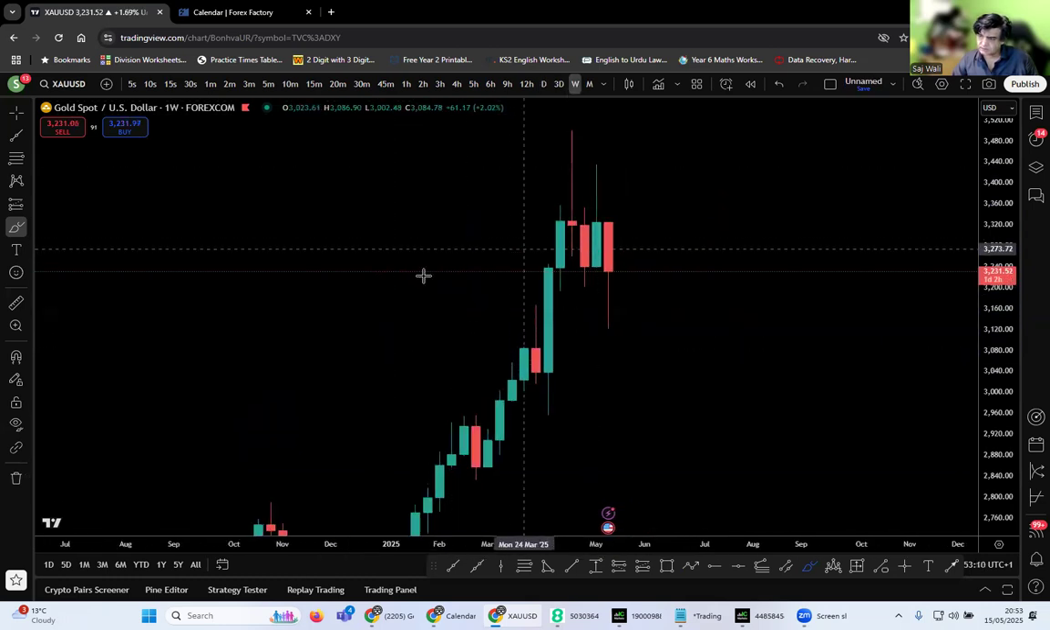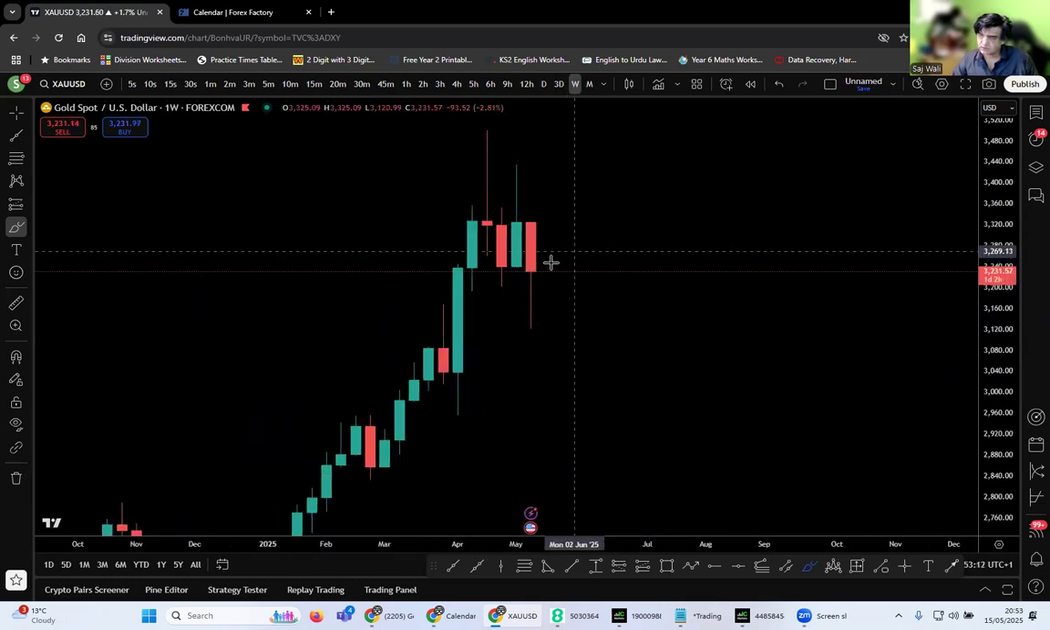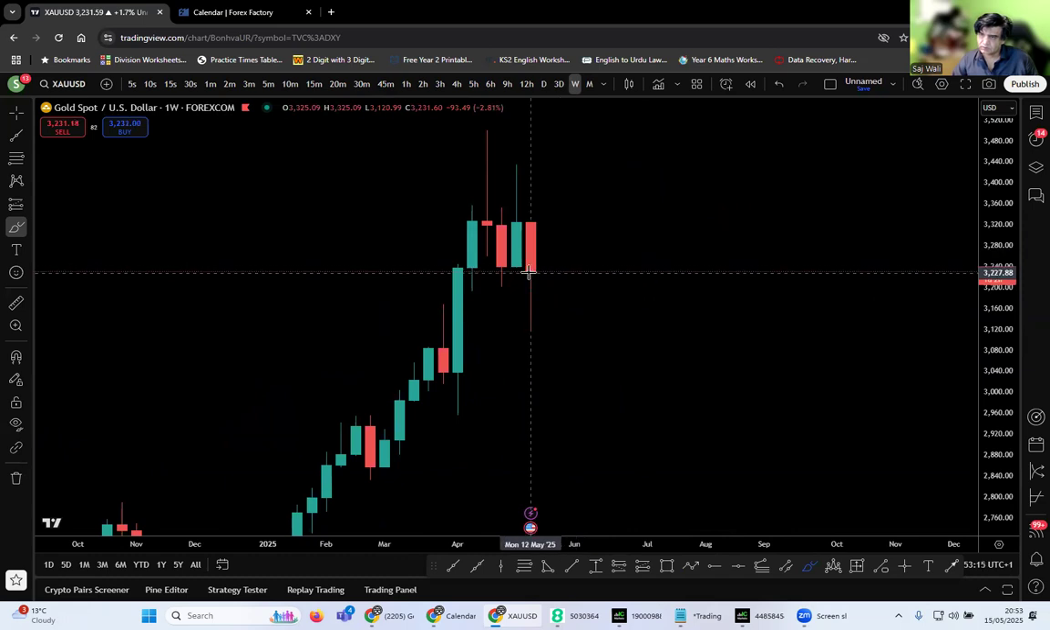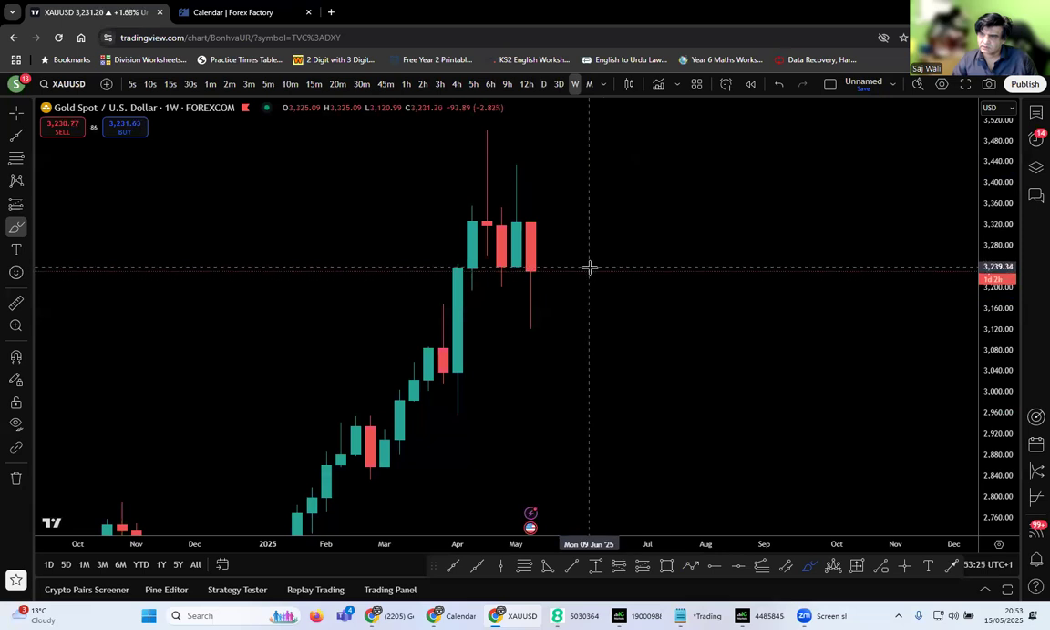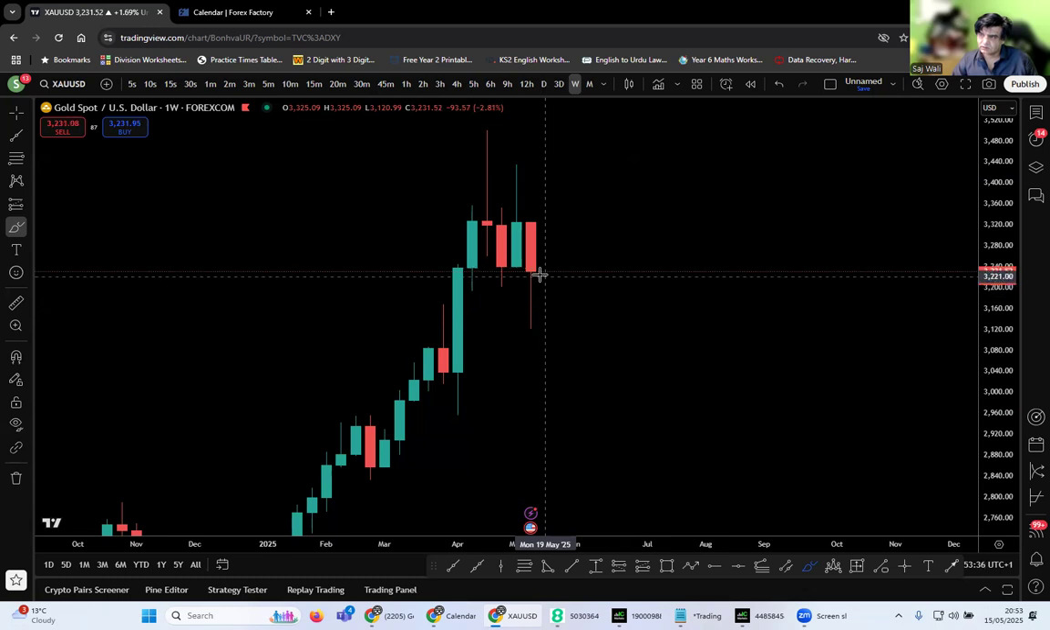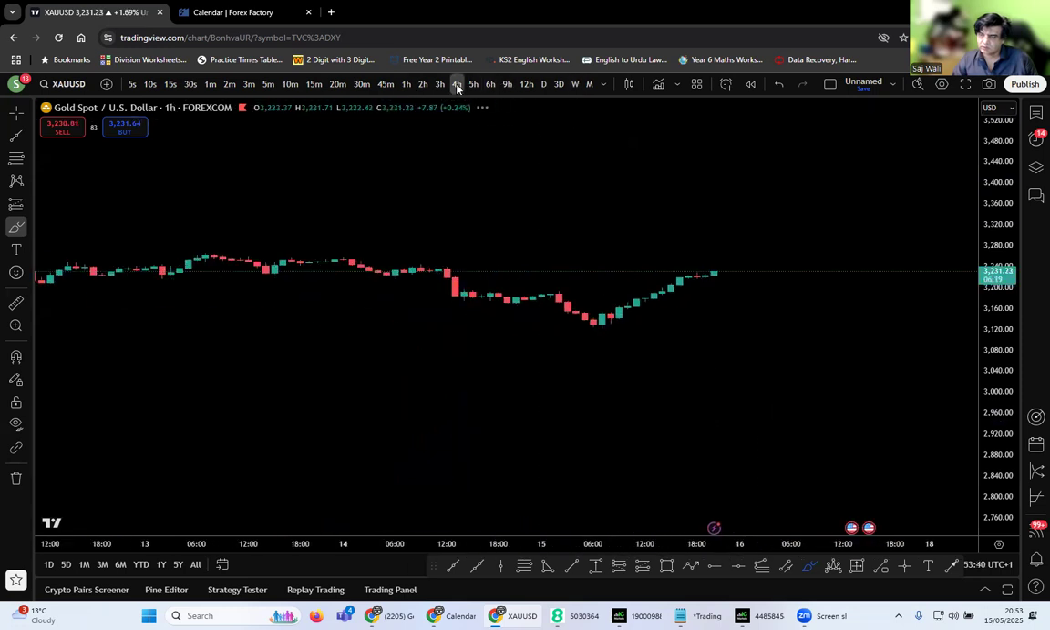Weekly, we are seeing rejection. Tomorrow is the end of the week, so we may see the market go further to the upside. The previous weekly structure level was this level, 3237. Now the market is at about 3231. That's where the market is at the moment.